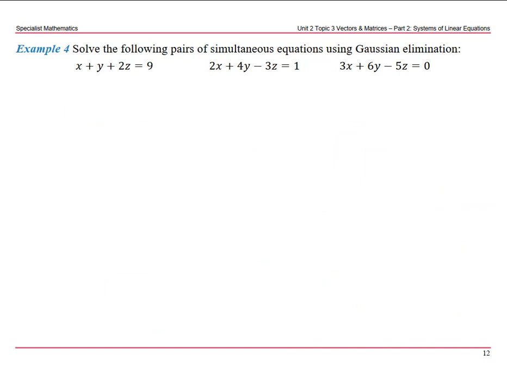So the last example, solve the following pairs of simultaneous equations using Gaussian elimination. I want you to do this on your own, and then you can watch the next video to see whether your solution is correct.